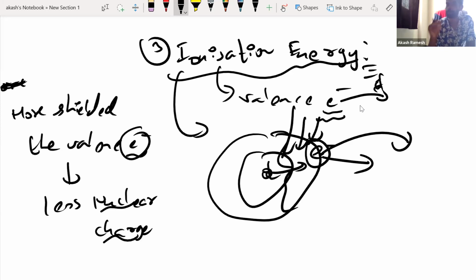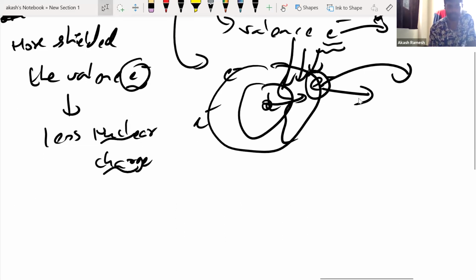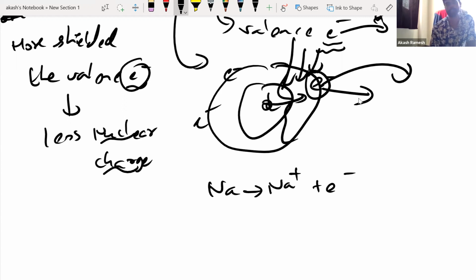Now remember, ionization energy talks only about one electron at a time. Say in the valence shell you have 3 electrons, 4 electrons, 5 electrons, it doesn't matter. We talk only about one electron at a time. Let's try to understand this. Say I have sodium becoming sodium plus. Obviously, I have to remove an electron.